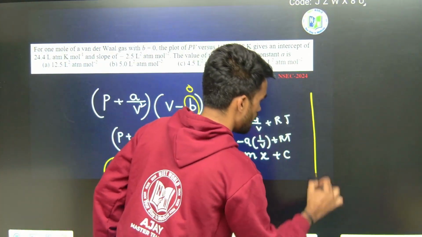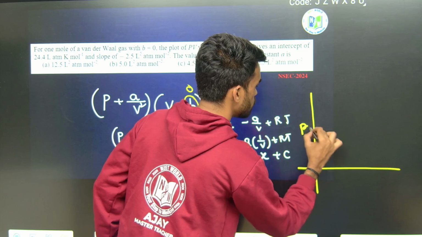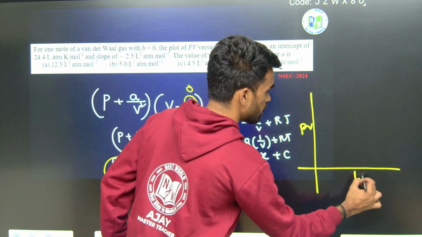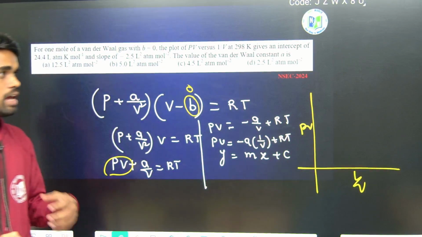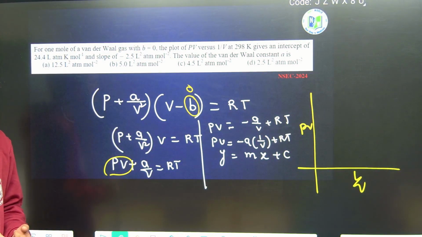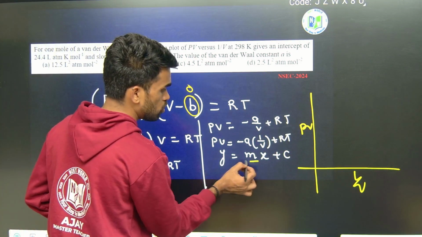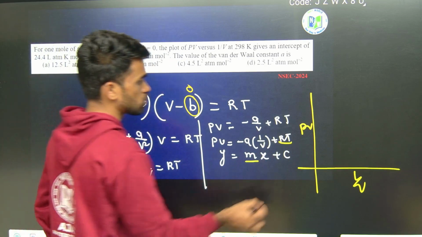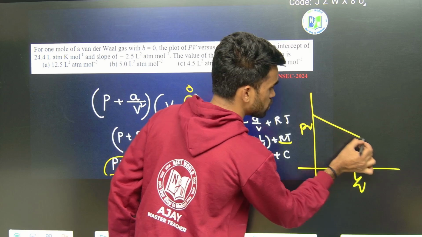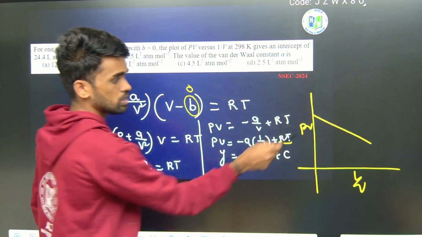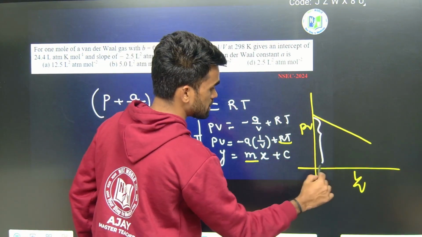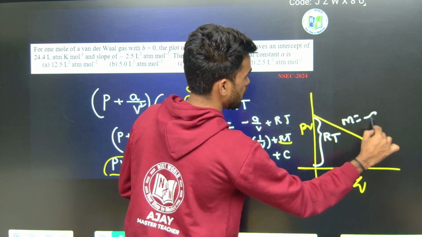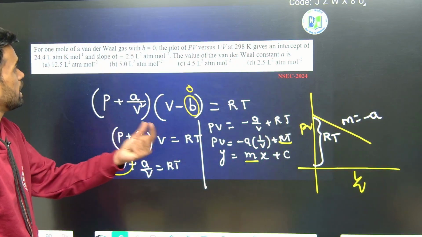So you can have it like this. Here you can put PV on the y axis, and on the x axis you just take 1 by V. After this, what about your slope? Slope is negative but intercept is positive. So the intercept is positive with a negative slope. It means you are going to get something like this. The slope is negative and this is the intercept, which is RT, and the slope M here is minus A.